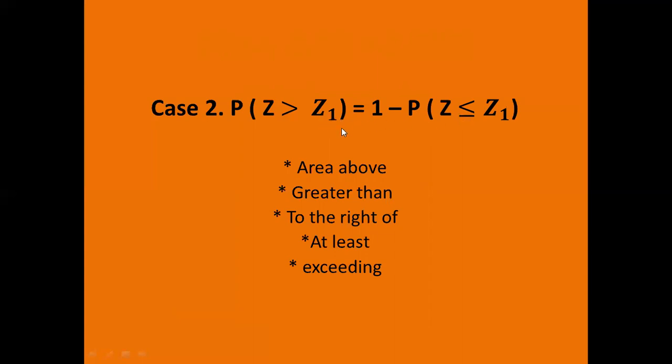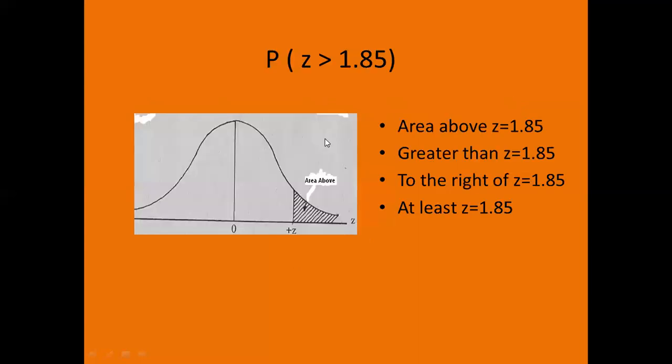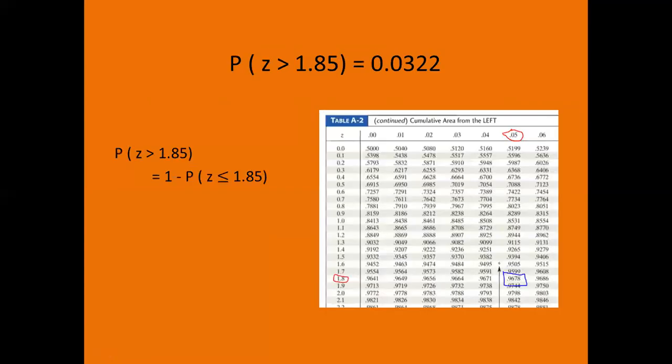Okay, when you see also greater than, it's the same as getting the area above, to the right of, at least, and then exceeding. Okay, we have these keywords. Pag na-encounter niyo po ito, that would mean getting the probability na greater than. Okay, so let's demonstrate. Suppose we're asked to get the probability that the z-score is greater than 1.85. Again, it's the same as saying area above, greater than, to the right of, or at least, okay, 1.85. Okay, so how do we do that? Again, so tingnan natin na yung formula niya from here.